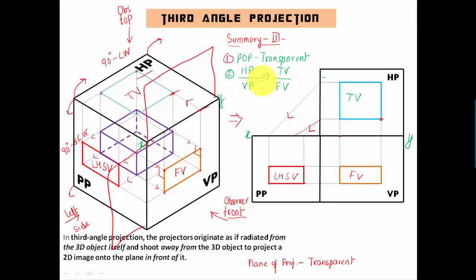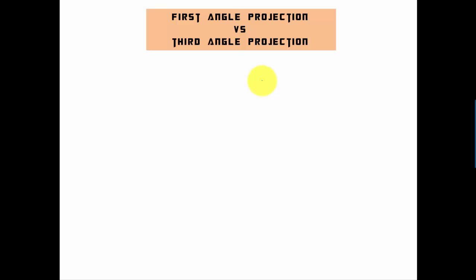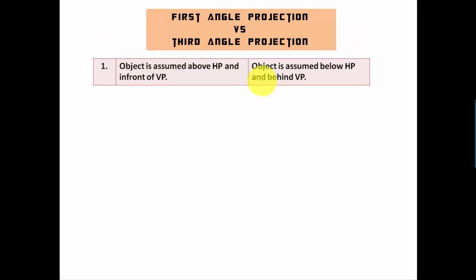Alright, so these are the two important points which come out as far as third angle projection is concerned. So guys, let us now go ahead and summarize the differences between first and third angle projection. So the first important point is, let me write this down. This is first angle, and this over here is third angle.